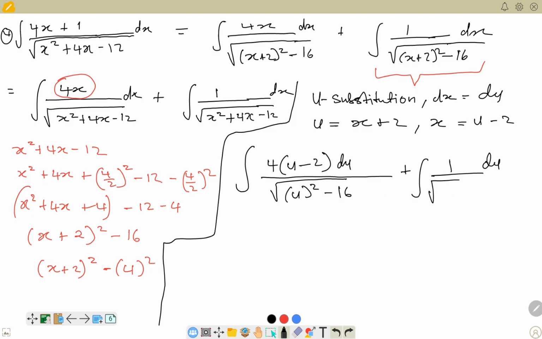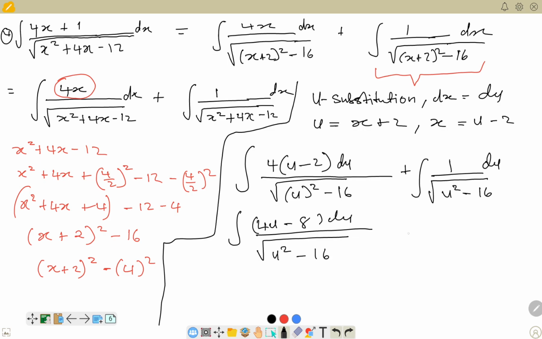Then from here, this is going to be u squared minus 16 as well. Then here we can distribute that 4 there. It becomes 4u minus 8. So du is still there over the square root of u squared minus 16 plus integral of 1 du over the square root of u squared minus 16.